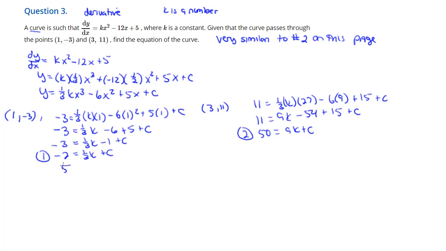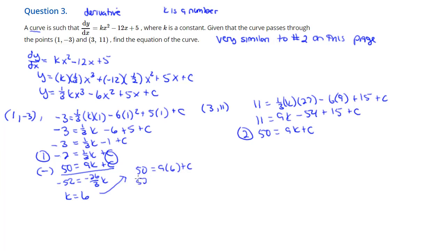So if I subtract these 2 equations, the c's are going to go away. I'm going to have only one variable to deal with, which I can do. 1/3 minus 9 is -26/3. Divide by -26/3. That's going to give me k is equal to 6. And then I take one of the equations. 50 equals 9 times 6 plus c. I'm going to find out that c is equal to -4.